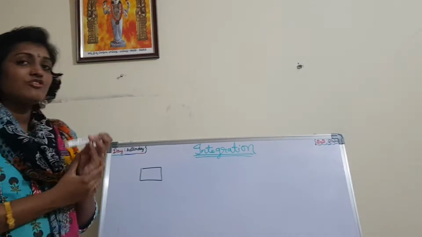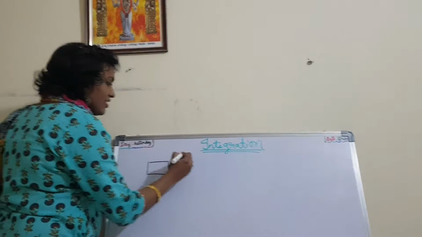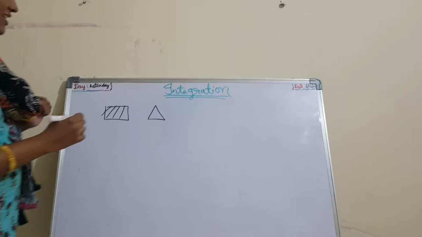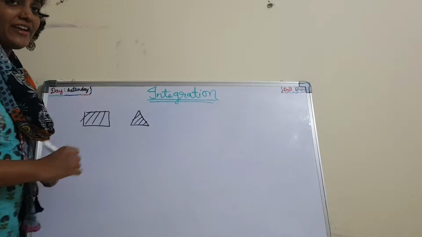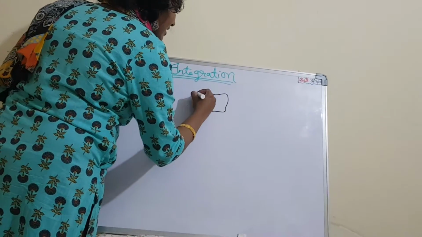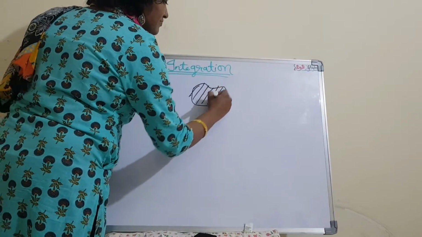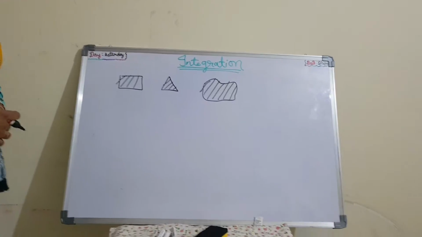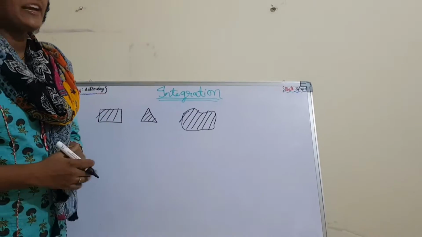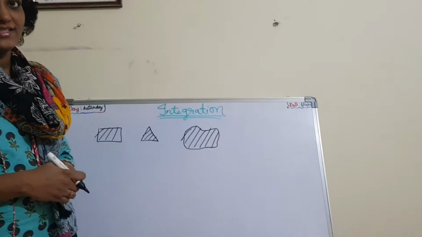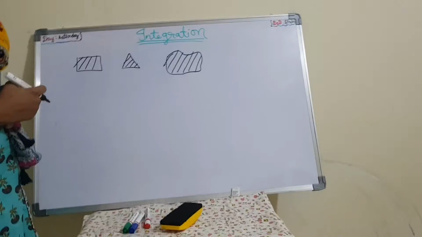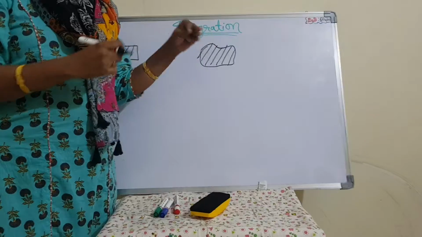We know how to find the area of a triangle, and also we can find the area of a rectangle. How to find the area of a shape like this? It is very difficult. For this purpose, by using integration we can find areas like this. These are regular shapes. This is an irregular curve. Irregular curves' areas we can find by using integration.